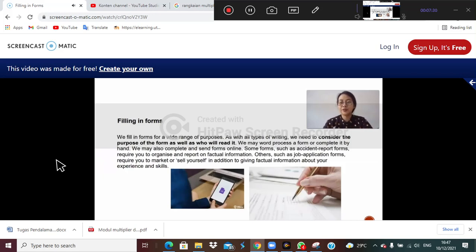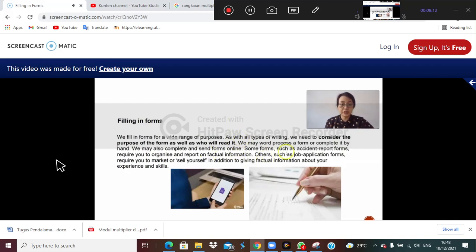Okay, filling in forms. We fill in forms for a wide range of purposes. As with all types of writing, we need to consider the purpose of the form as well as who will read it. So this has to be considered first, before you start writing. You may word process a form, typed then printed, or complete it by hand. We may also complete and send forms online, especially now, many are of this type.